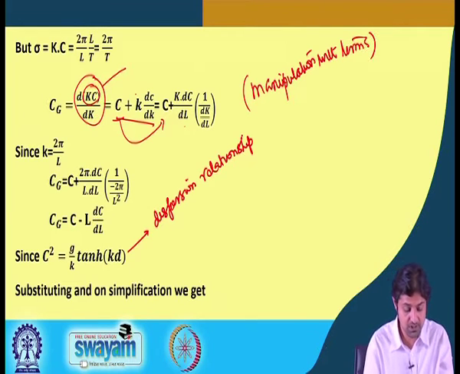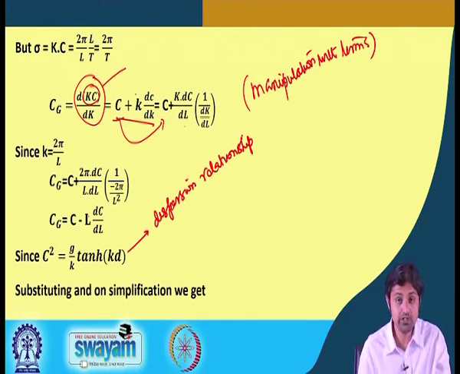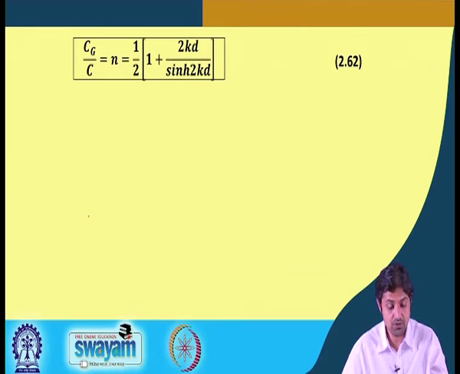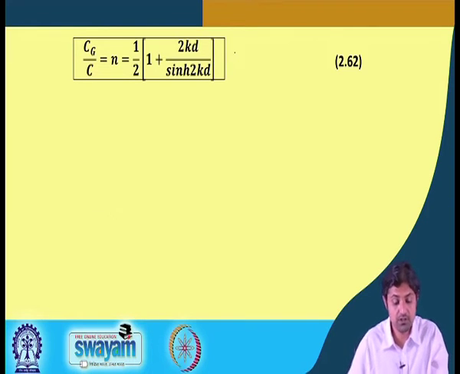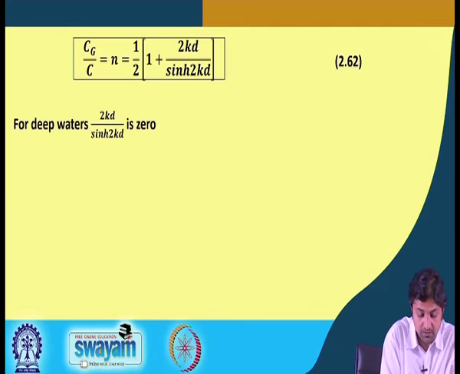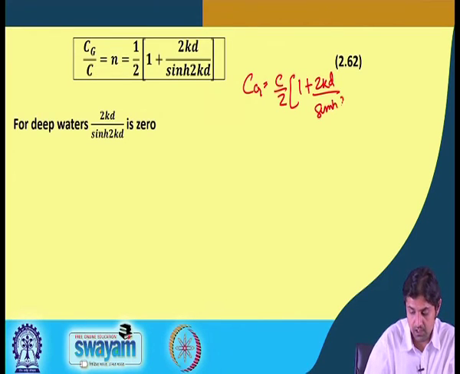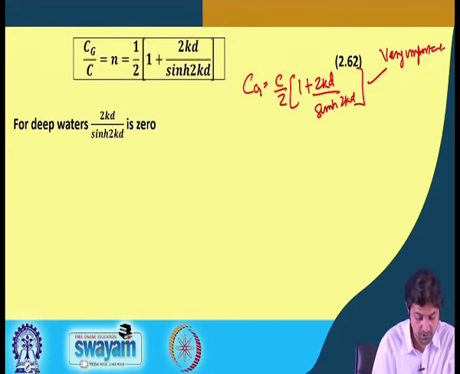If we substitute this c here and do dc by dL as well, we will get Cg by C equal to n, where n is half into 1 plus 2kd divided by sinh 2kd. So the derivation you do not have to worry about that much, but this equation is important. Or Cg can be written as group velocity equal to C by 2 into 1 plus 2kd divided by sinh 2kd. This equation is very important to remember. You must remember this equation.